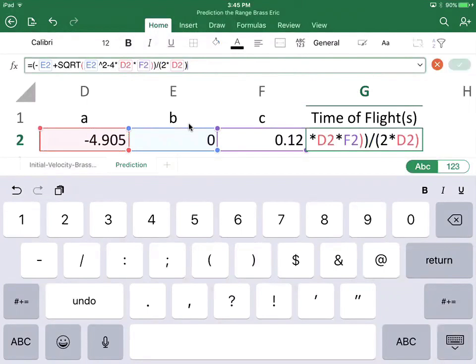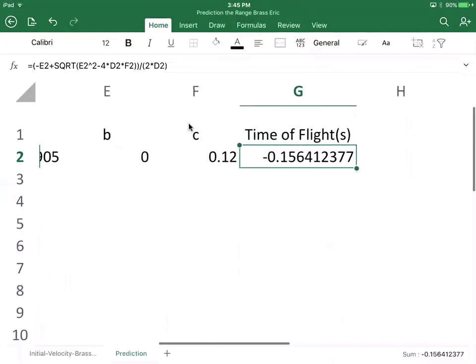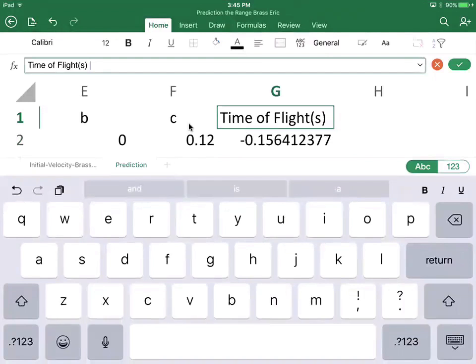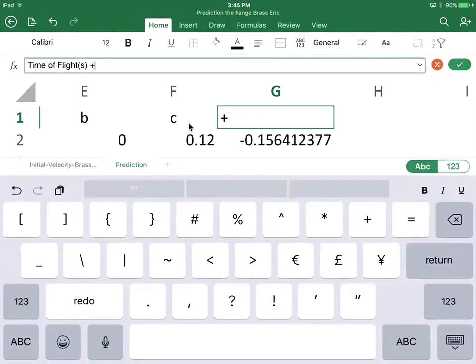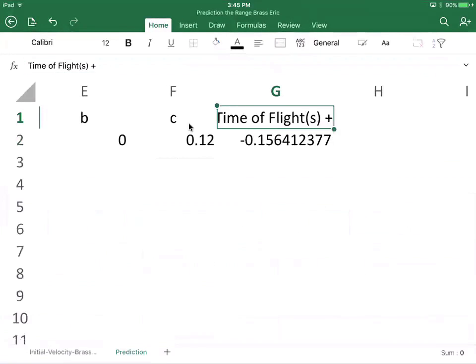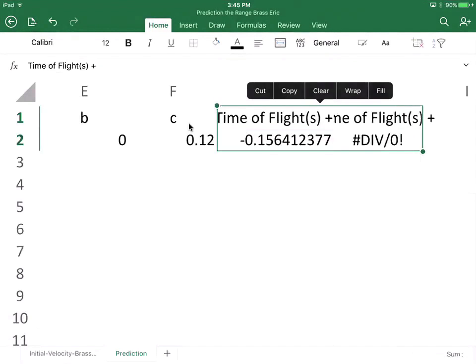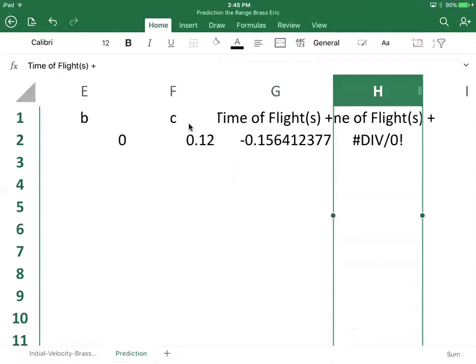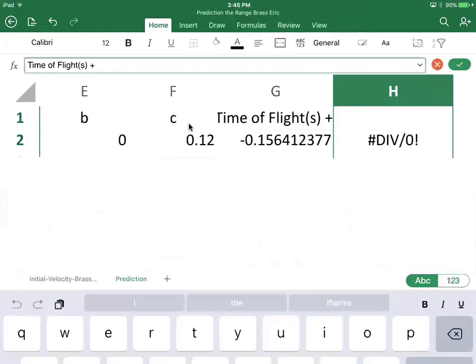Okay, just hit the check mark, and you'll see that we have a time of flight here. And I should say that we're using the plus sign here. So I'm going to do the same thing. That's one solution. And I want to go ahead and make this a minus sign.